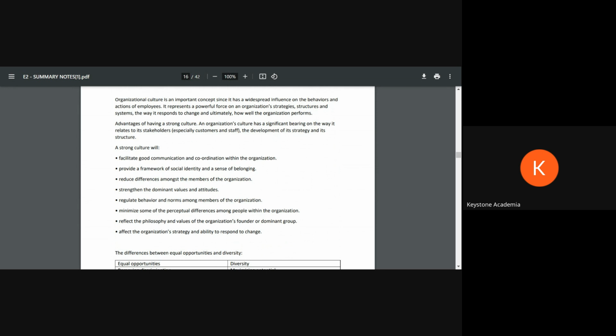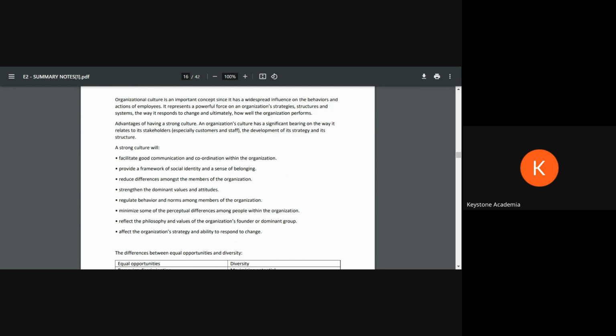Do you think we've covered everything there? Let's go through the points. Facilitate good communication and good coordination within the organization. Provide a framework of social identity and a sense of belonging. Reduce differences amongst the members of the organization. Strengthen dominant values and attitudes.